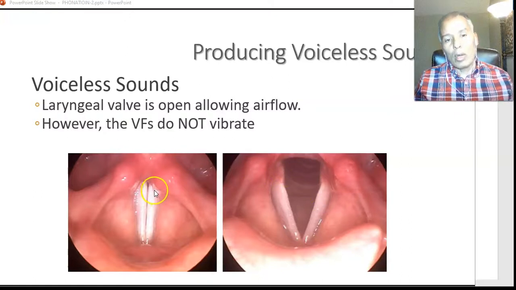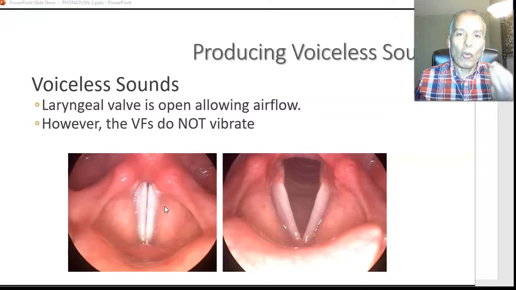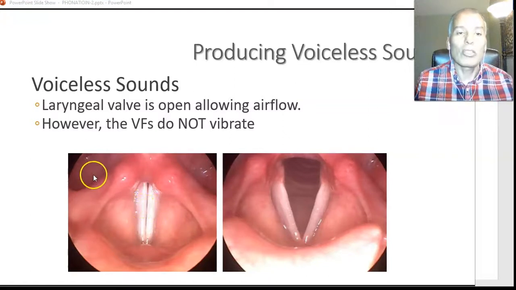When you are producing voiced phonemes or voiced sounds, the vocal folds are adducted, and at the same time there is a constriction somewhere along the vocal tract, so that sound is a combination of voicing, vibration by the vocal folds, in addition to the noise that is caused by the obstruction along the vocal tract.